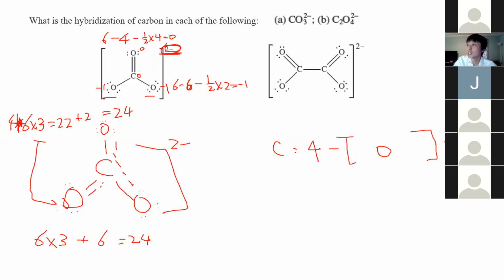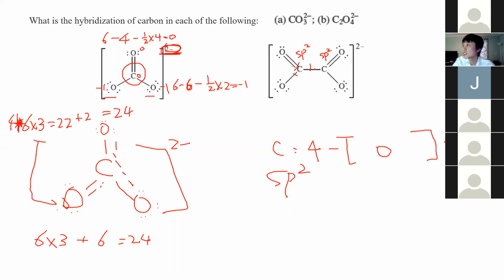Every time you determine the formal charge, add them up, and that should be equal to the overall charge. Now in terms of the type of hybridization, carbon has 3 electron groups around it. So this carbon is sp2 hybridized. For this carbon, it also has 1, 2, 3. This is an sp2 carbon, and this is also an sp2 carbon.